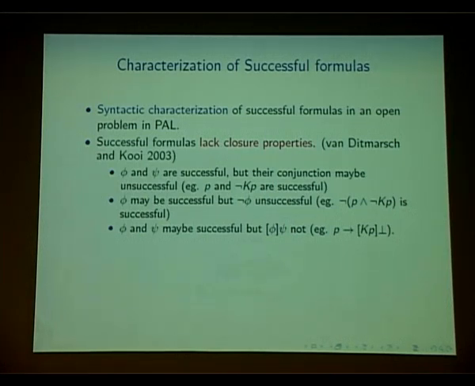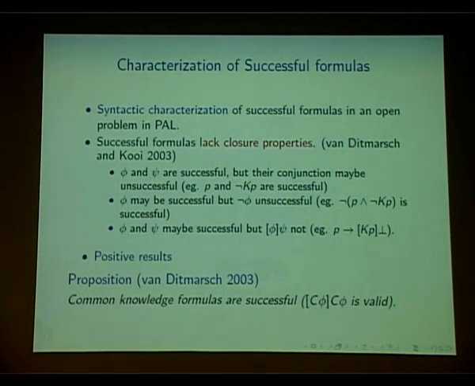And we have already seen an example of this. So for the Moorian sentence, if P is true and not KP is true, if P and not KP are successful, their conjunction, which is the Moorian sentence, is unsuccessful. Similarly, phi may be successful, but not phi can be unsuccessful. These are some examples which show why the characterization is difficult for successful formulas.